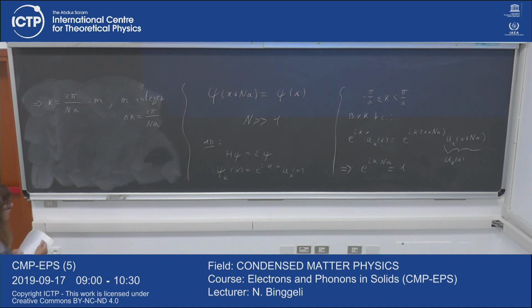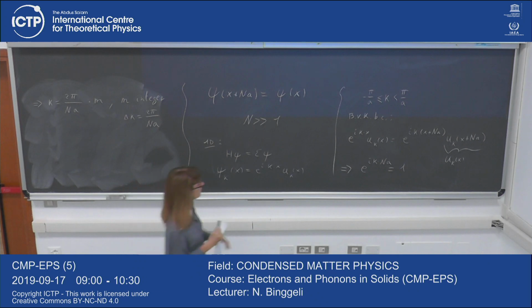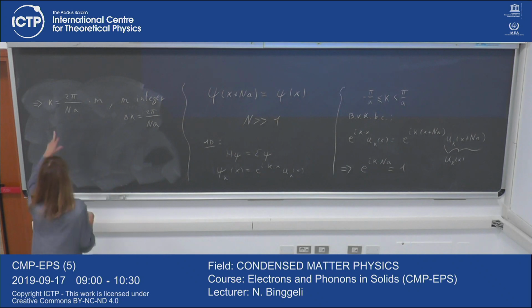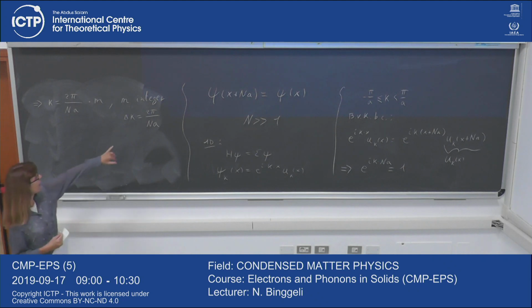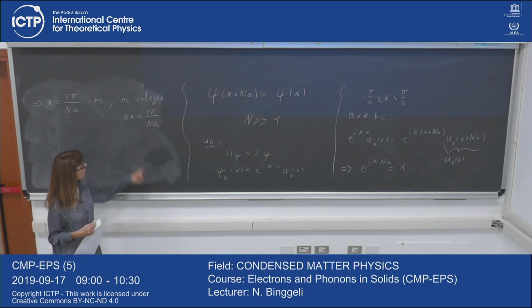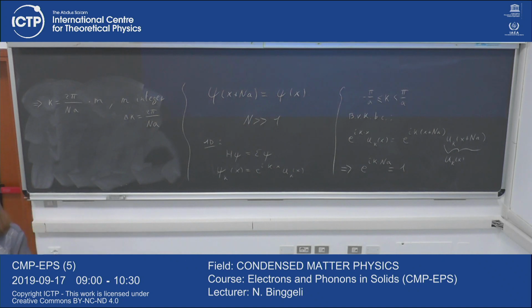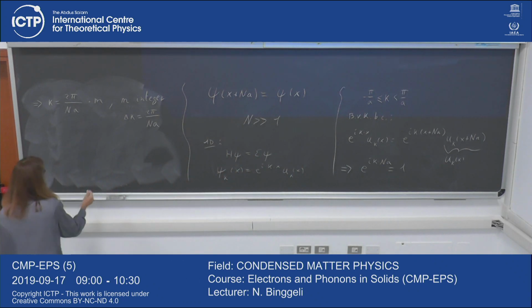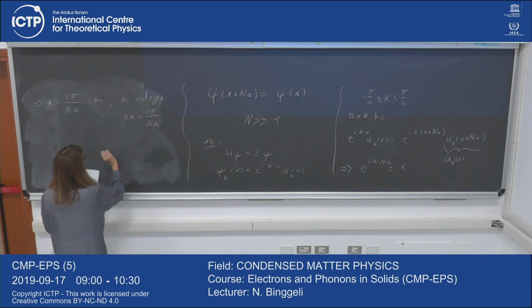Okay, so now I have to have also my k inside the Brillouin zone, and with this condition, this means I have exactly n, where n is the number of unit cells in the piece of crystal. I have exactly n allowed values of k that are inside the Brillouin zone, and that satisfy these conditions. So I have exactly n allowed values.